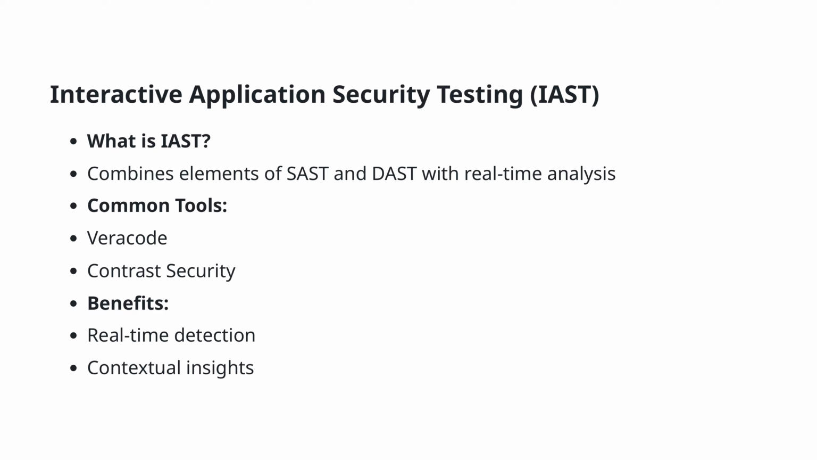Interactive Application Security Testing, or IAST, takes a hybrid approach by combining elements from both Static Application Security Testing, SAST, and Dynamic Application Security Testing, DAST. IAST provides real-time analysis, which allows for the detection of vulnerabilities as the application runs. Some common tools used in IAST are Veracode and Contrast Security.